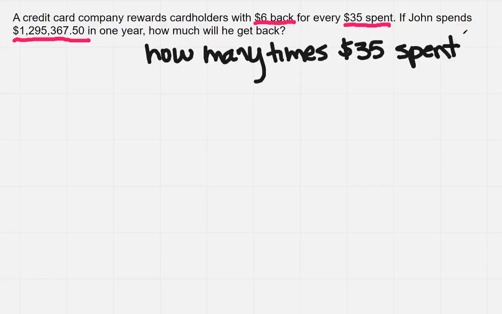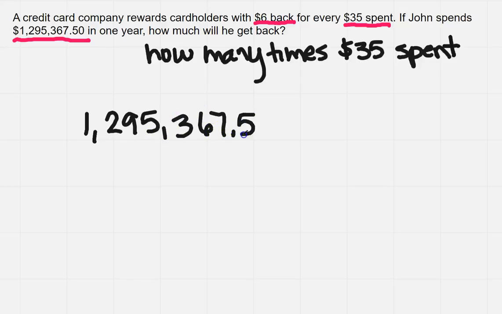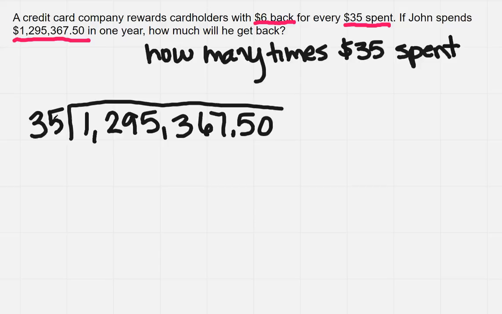So if I do that, that means that I'm going to take my amount of money that John charged for the whole year, and I'm going to divide it by 35. I know you're looking at that and you're going, oh, I really need a calculator. But it's really not as bad as it looks. You just take it in little baby steps.